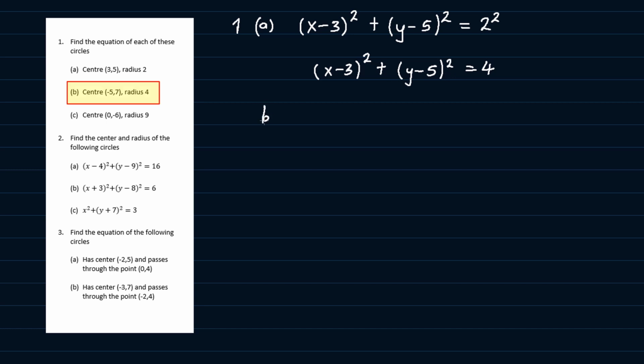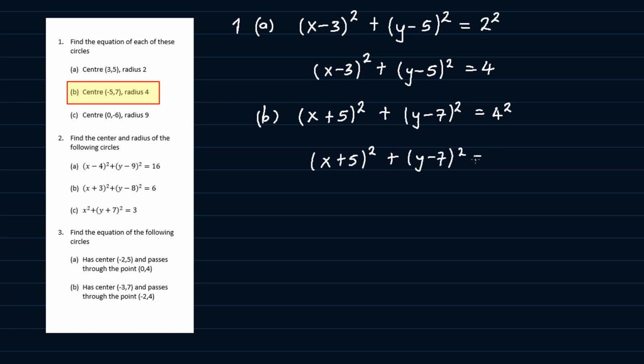Then on to part B. The center is minus 5 and 7 and the radius equal to 4. So for the equation of the circle, that will be x minus minus 5, so it becomes a plus. So it's x plus 5 squared plus y minus the y coordinate squared. So this is going to give us the radius squared, which is 4 squared. So it's x plus 5 squared plus y minus 7 squared is equal to 16.